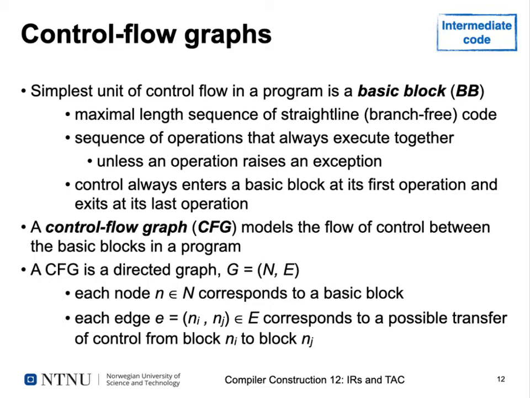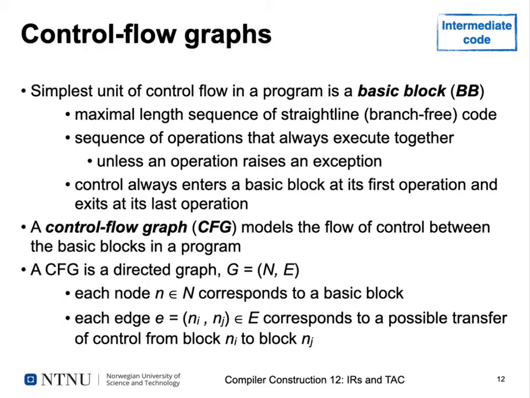This means the instructions inside of a basic block are always executed together in sequence, with some exceptions. If an operation raises an exception, for example it tries to access an invalid memory address, or it tries to divide by 0, then your processor might interfere and terminate that basic block early. But in regular operations, if everything is correct, then you always have this uninterrupted sequence of instructions in your basic block. So we know that control flow always enters the basic block at the first operation and exits at the last operation.